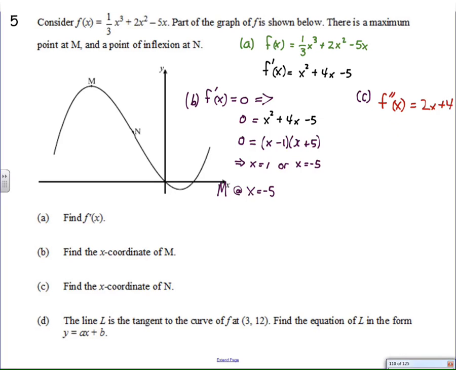For part C, I have to take the second derivative, so I take the derivative of my derivative, and I get y equals 2x plus 4. I set that equal to 0 to find points of inflection, and I find that it happens when x equals -2.